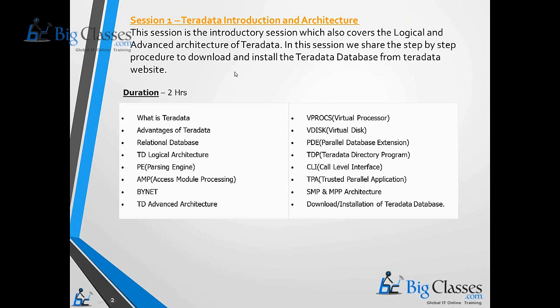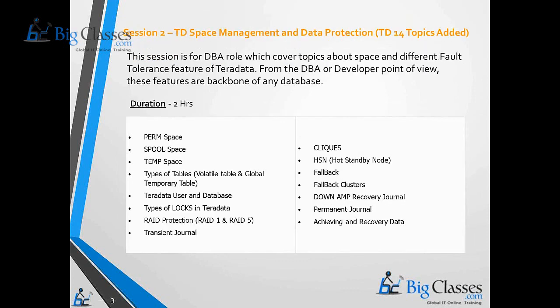Once we're comfortable with the Teradata architecture, we'll go to space management and data protection. Basically, what is perm space, temp space, spool space? The types of tables like volatile and global temporary tables. What are the types of locks in Teradata, and the transient journal? All these things, like space management and protection of data, how the fallback mechanism works, and how journaling of the data is done in Teradata to keep backup copies. All these points will be covered as part of session 2, space management and data protection.